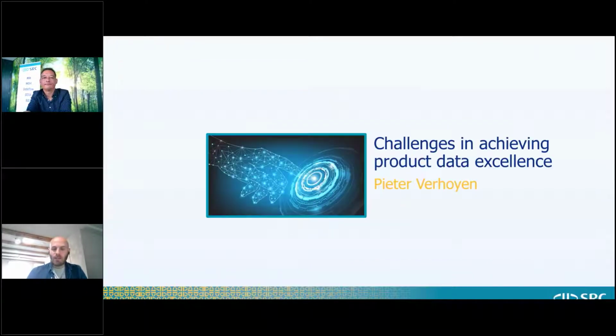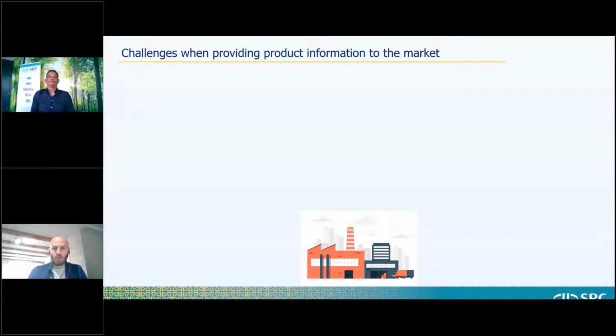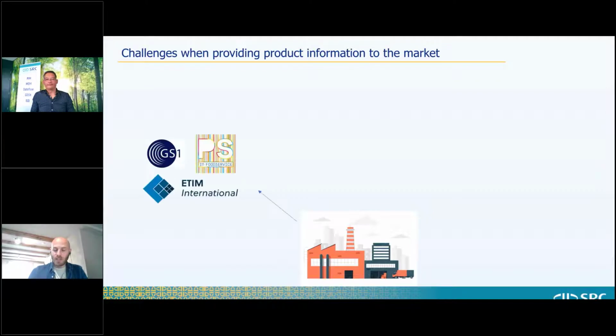Now, let's go ahead and dive into the challenges in achieving product data excellence. Let's imagine this factory or warehouse or production facility is your company. Either you're producing a product or you are distributing it. Either way, the market demands product information from you. One example thereof are the data pools you are required to publish to, such as GS1, ETIM, PSN Food Service, and so on. Different channels also require different information. So how do you cope with that?